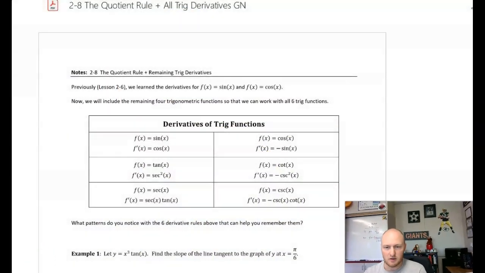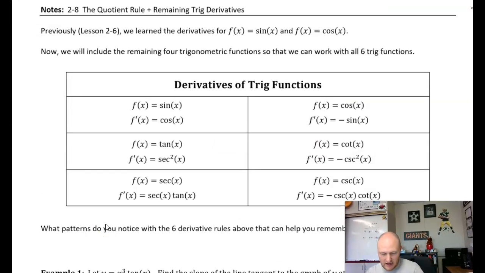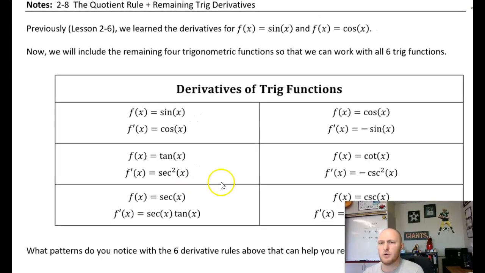Hello there, welcome to video 2-8, and we are going to talk about the quotient rule today, as well as our final trig derivatives. So we'll start out this video looking at the trig derivatives, and then I'll introduce you to the quotient rule. Previously in 2-6, we learned the derivatives for f of x equals sine of x and f of x equals cosine of x. Now we're going to talk about the remaining four.